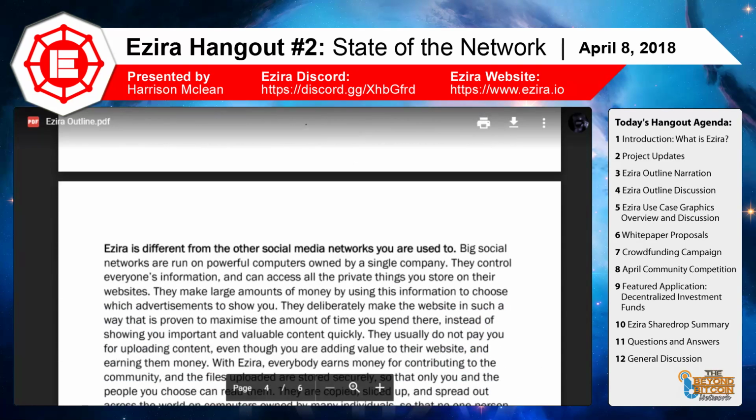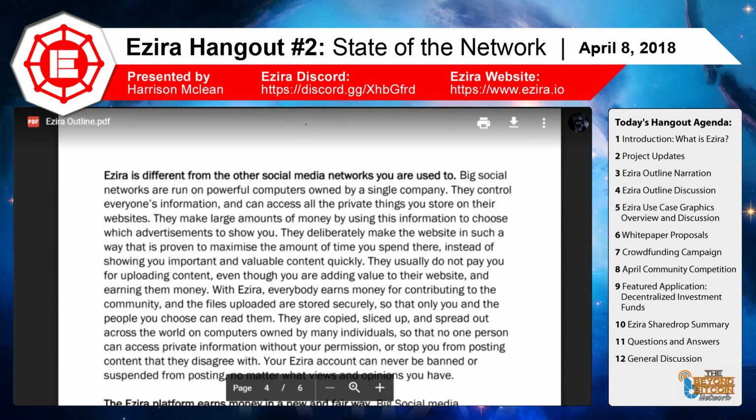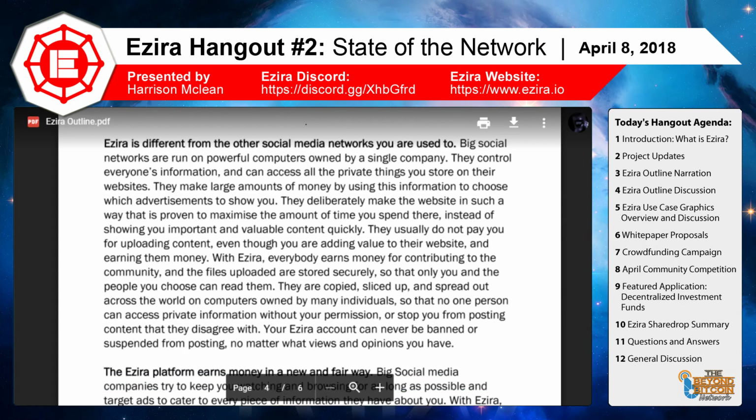Ezira is different from the other social media networks you are used to. Big social networks are run on powerful computers owned by a single company. They control everyone's information and can access all the private things you store on their websites. They make large amounts of money by using this information to choose which advertisements to show you. They deliberately make the website in such a way that it is proven to maximize the amount of time you spend there, instead of showing you important and valuable content quickly.